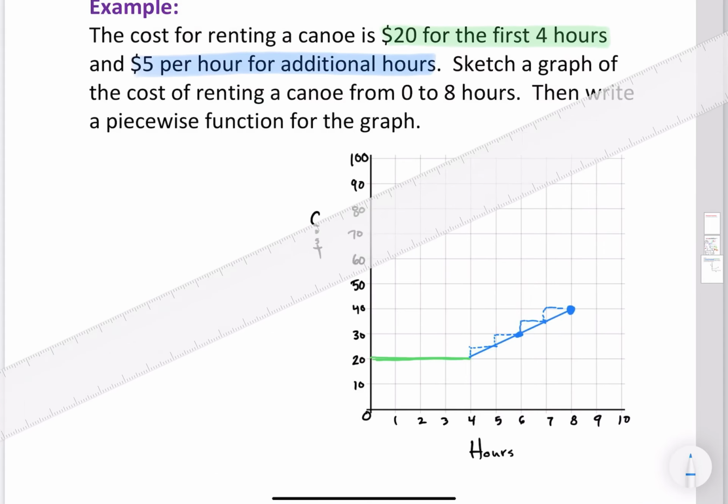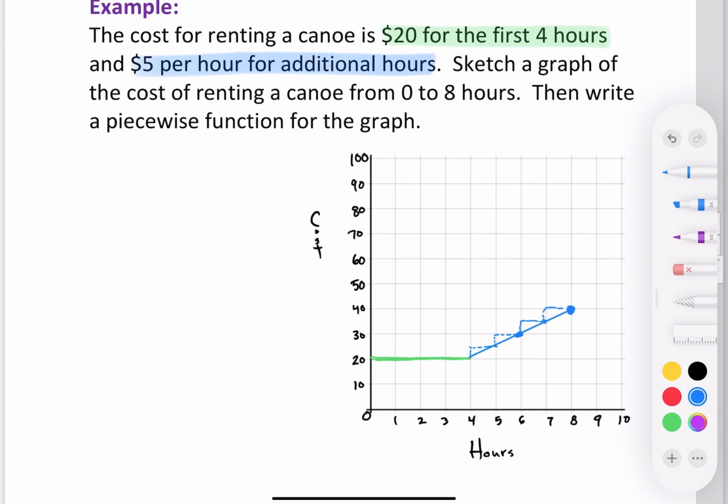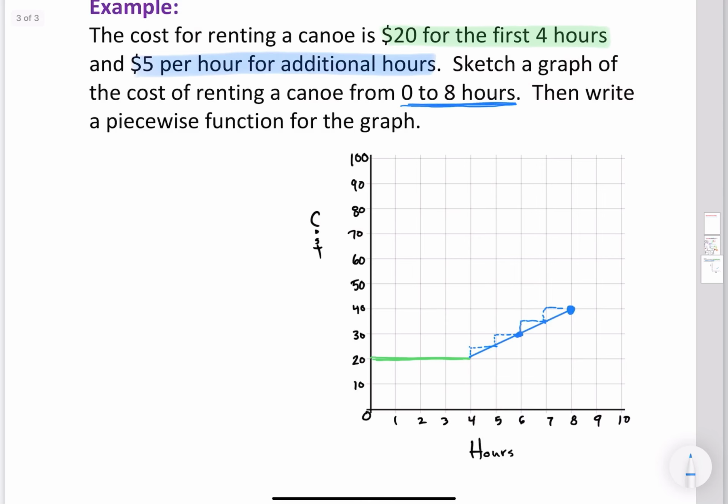And I'm going to stop at the 8-hour mark. So again, it told us from 0 to 8 hours. So that's where I'm going to stop. Okay, so there's my graph. There's my function. Now what I want to do is come up with my equation.